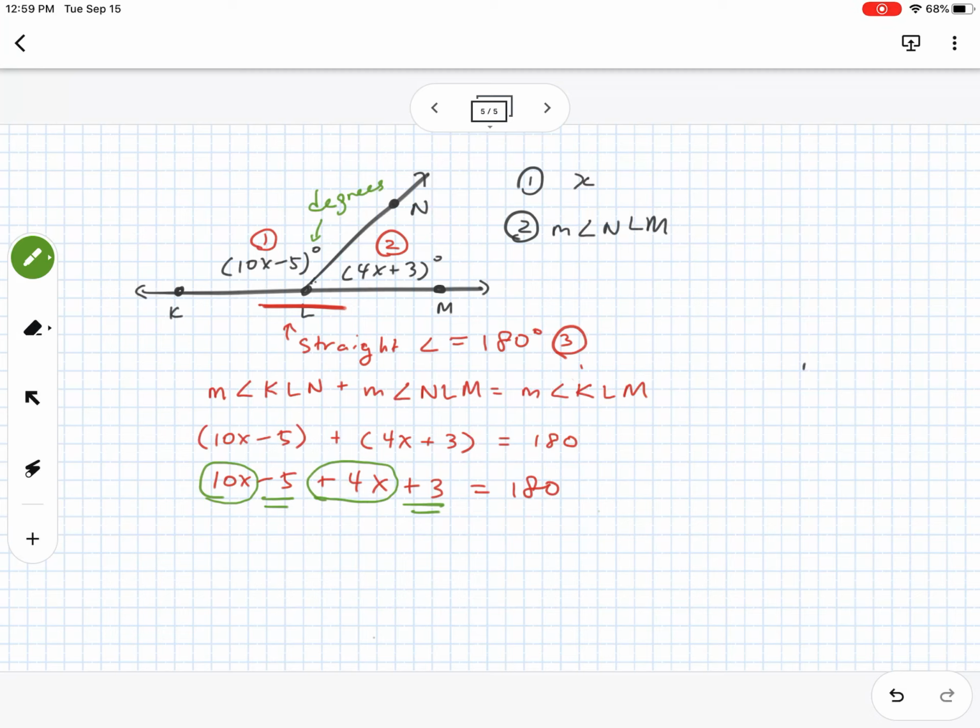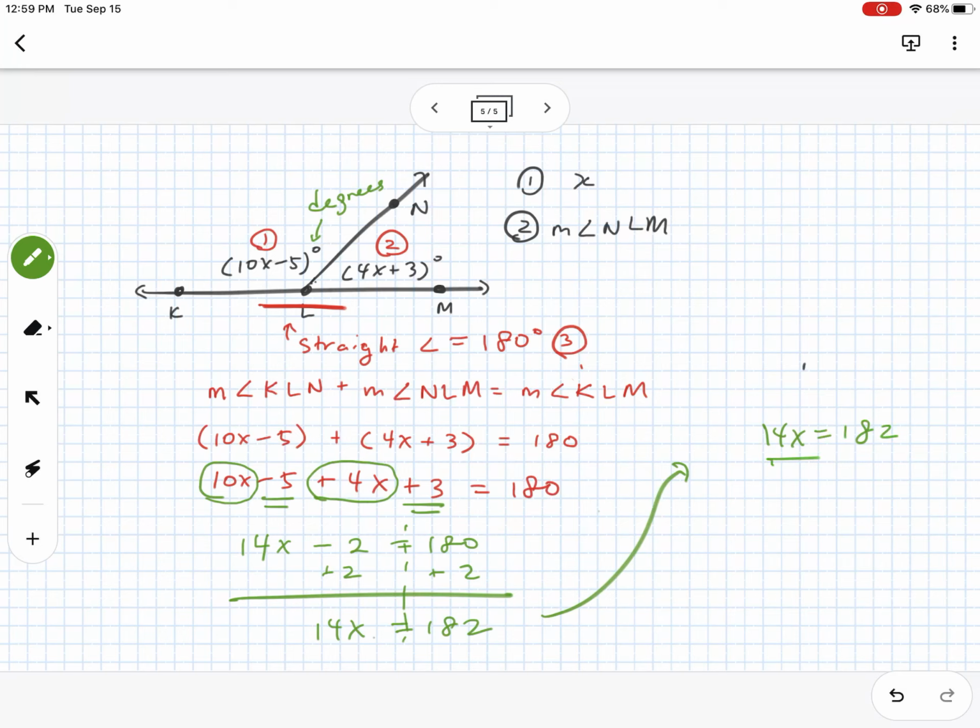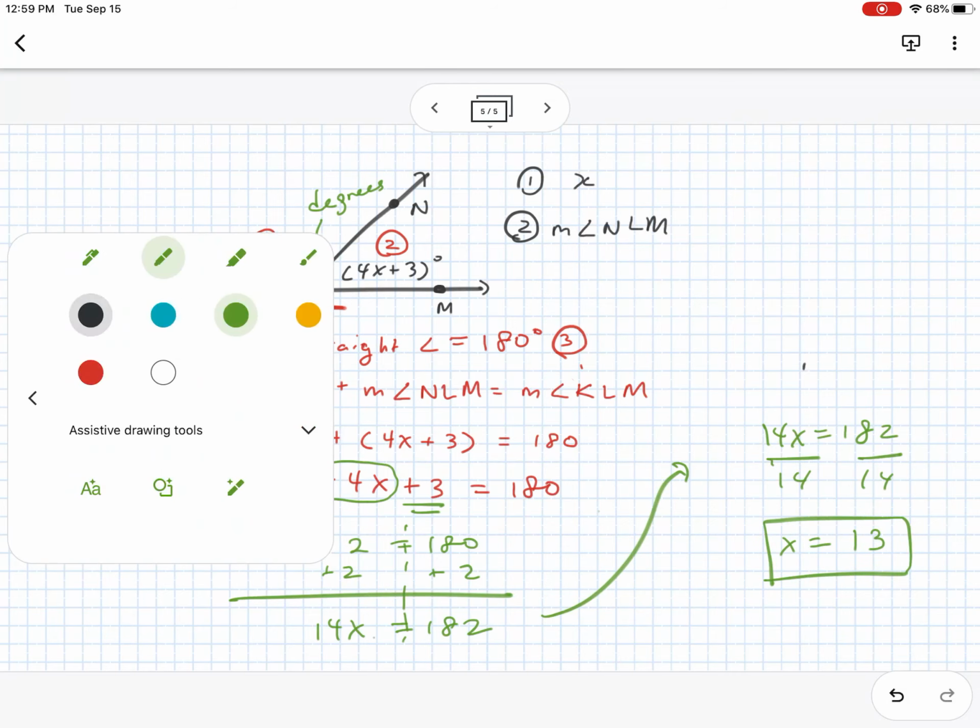Okay, so we work on one side first. So 10x and 4x added together is going to give us 14x. And then negative 5 plus 3 is equal to negative 2, equals 180. And then we just work it out. Okay, we add 2 here, we add 2 here. So 14x equals 182. And then from here on out, I just need to do a little bit of division. So 14x equals 182, divide by 14, divide by 14, x equals 13. So that's my answer. So there's my first guy.